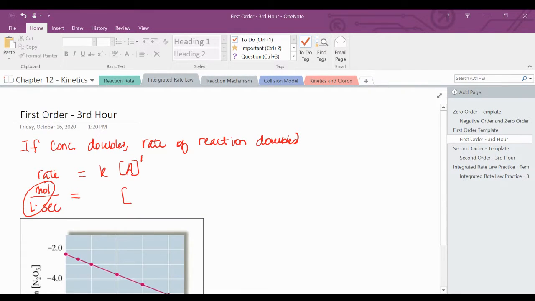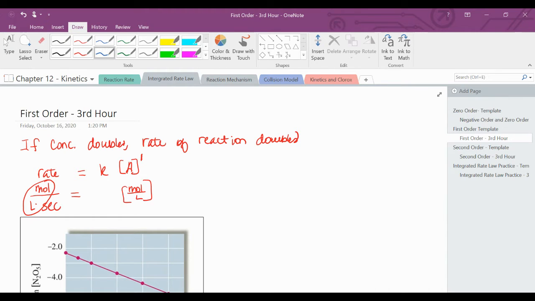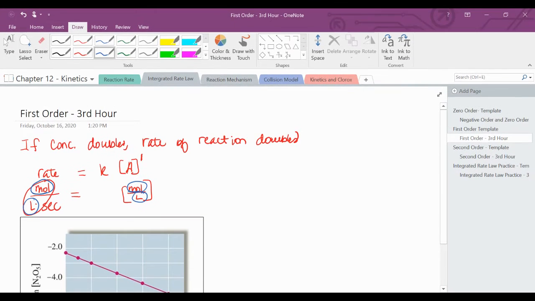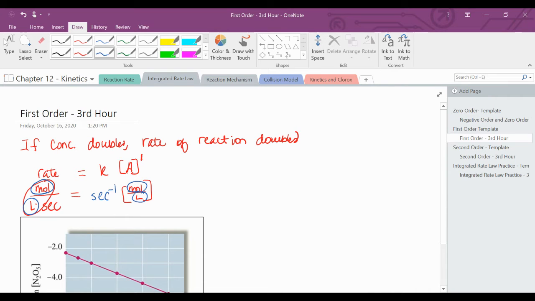We know A would have concentration of moles per liter, and it's to the first order, so those would be my units. So I can clearly see that the mole unit appears on both sides of this equation. The liter unit appears on both sides of the equation. And so the unit that we're missing is seconds, but notice it's on the bottom of my ratio. So we would say that K is seconds to the negative first power.